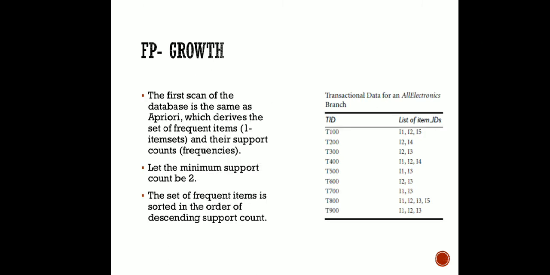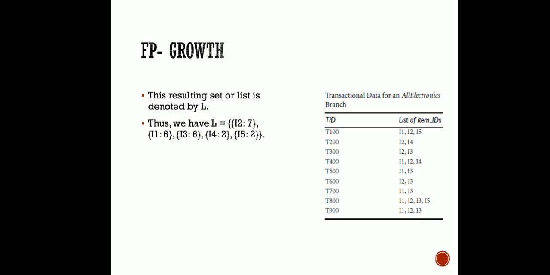Definitely for the first time we are going to scan the whole database, and we are setting the minimum support count to be 2 in this case. Now see what it is going to do. You can see there are a total of 5 items: I1, I2, I3, I4 and I5. Total 5 item sets are there.